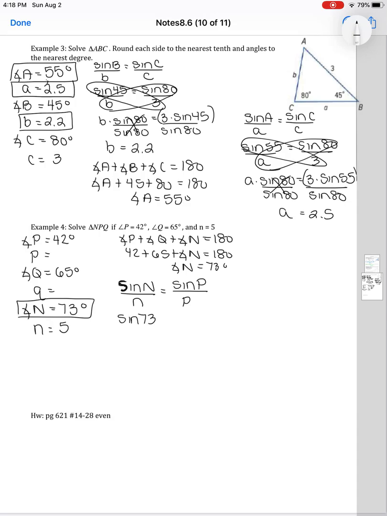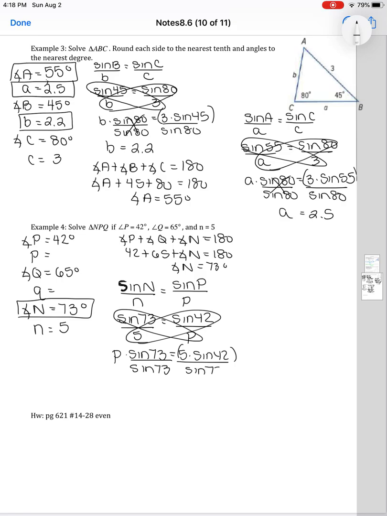So now I'm going to get p first. So I have the sine of p over little p. Well, sine of n is sine of 73 over 5 equals the sine of 42 over little p. And I'm going to repeat what we did above in the previous example. So I'm cross multiplying. I'm going to multiply those 2 out before I even divide by sine of 73. But little p should come out to being about 3.5.